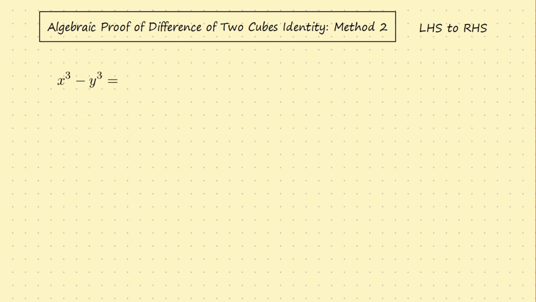This is the second algebraic proof of the difference of two cubes identity. We show that the left-hand side can be rewritten in the same form as the right-hand side. So we have x cubed minus y cubed equals x cubed plus 0 minus y cubed, which equals x cubed minus x squared y plus x squared y minus y cubed, where we've rewritten 0 as minus x squared y plus x squared y.